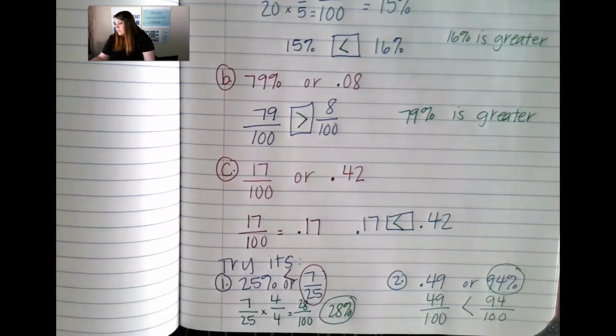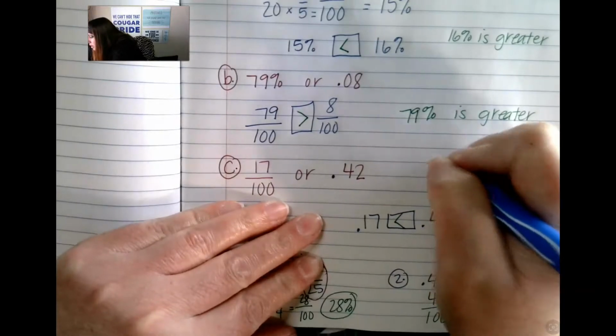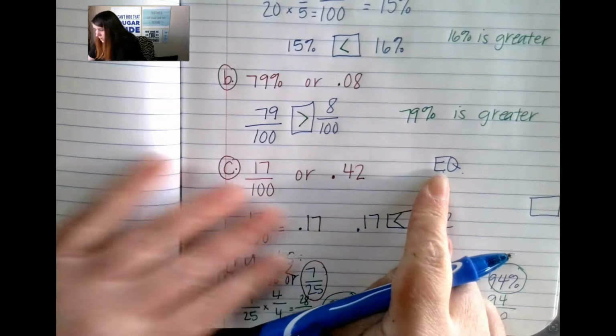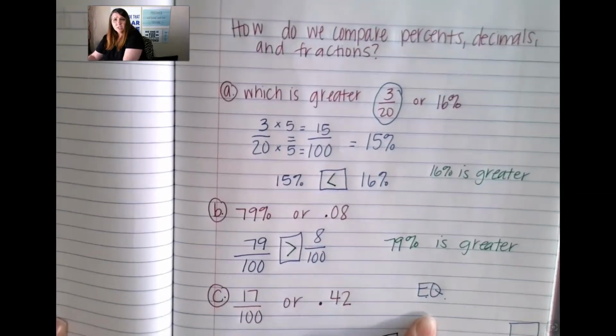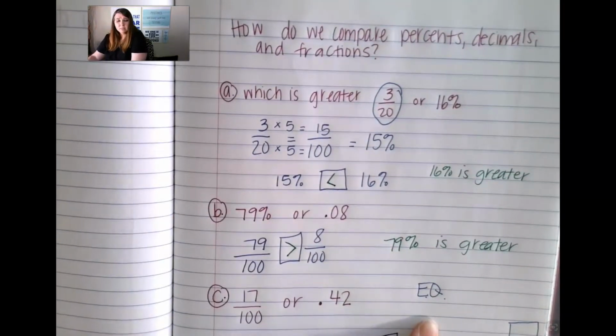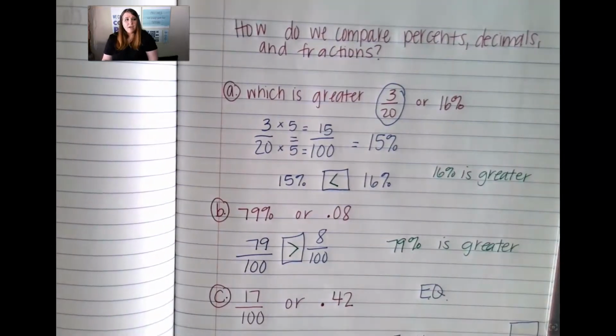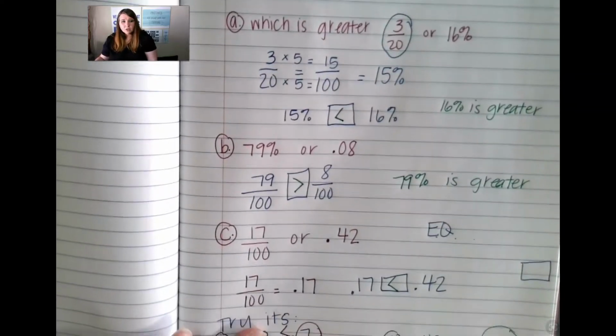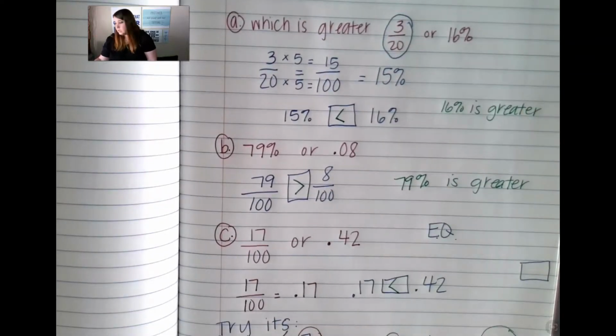All right, 6th graders, go ahead and put your rating out to the side. Answer your essential question: how do we compare percents, decimals, and fractions? What do we need to do to compare them? And then put your rating into the box.